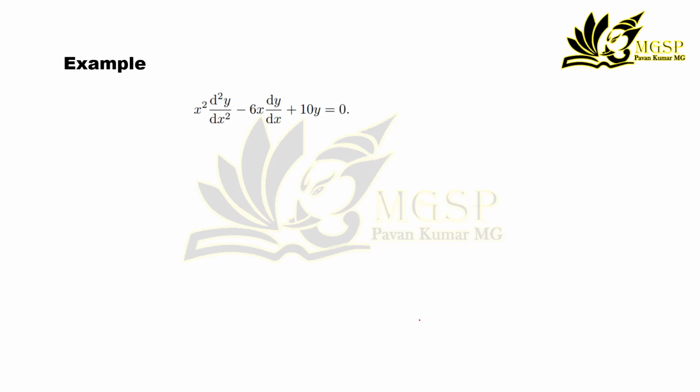Let's consider an example. y is equal to x power m, similarly as I have considered in the previous slide. dy by dx is equal to m into x power m minus 1. d square y by dx square is equal to m into m minus 1.